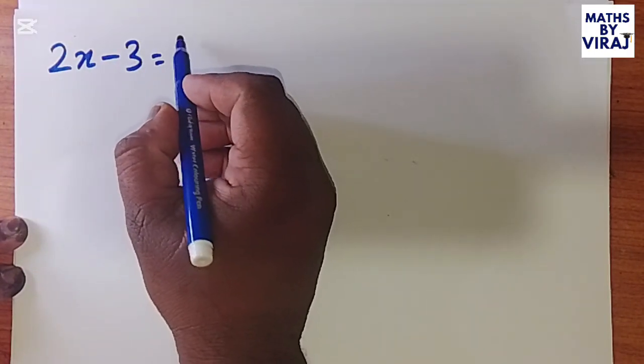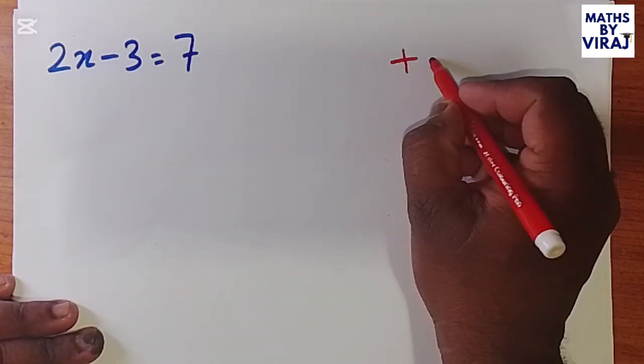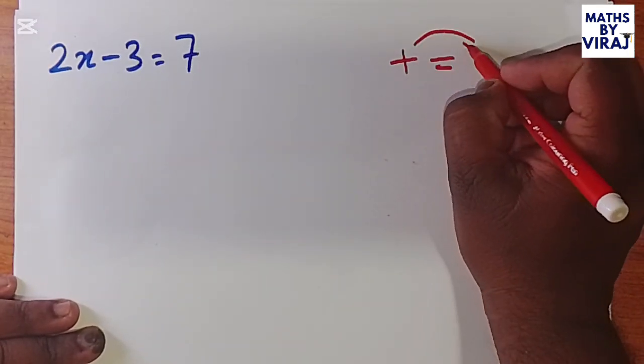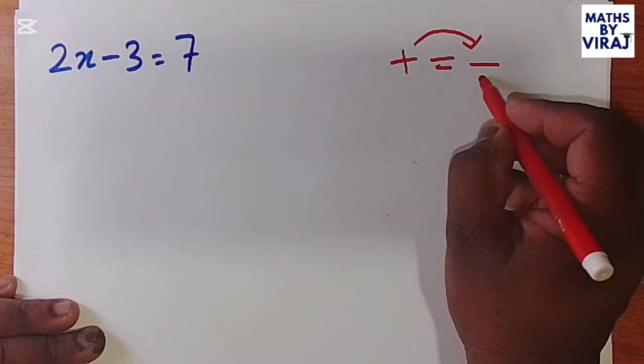Right, let's look at this sum. It's an easy sum. Now what is happening here? First and foremost, we should understand that there are certain things that are known as operational couples. That is addition. If taken to the other side of the equal sign, it becomes subtraction and vice versa.